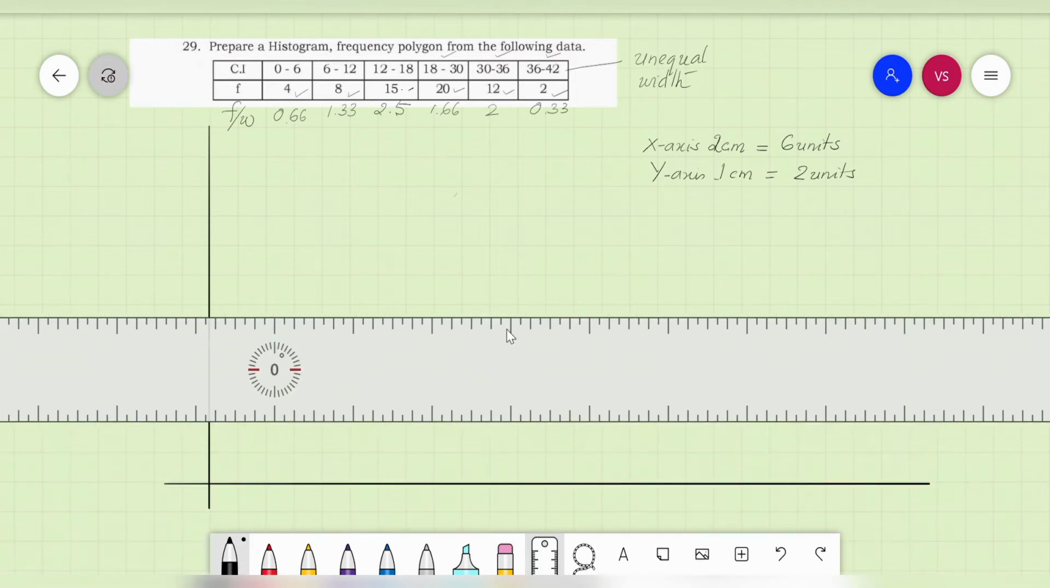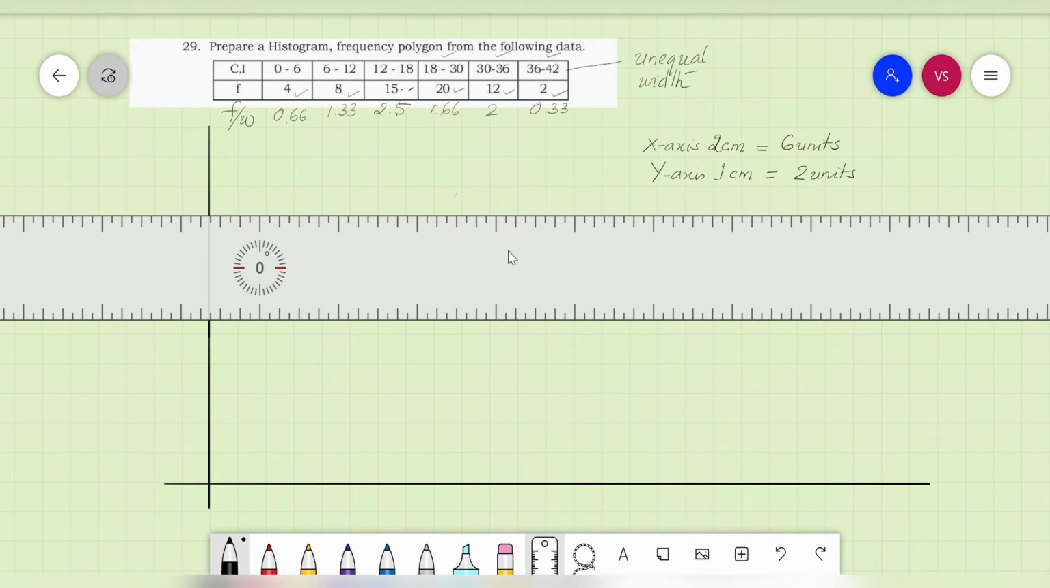Let me take the scale. It's 2 centimeters. This is 0. This is 6. This is 12. This is 18. This is 24. This is 30. This is 36. This is 42. And this is 48. This is what we see on the x-axis. All the class intervals are on the x-axis.